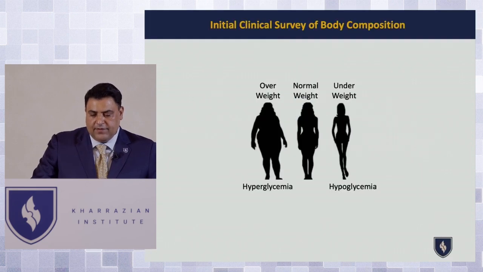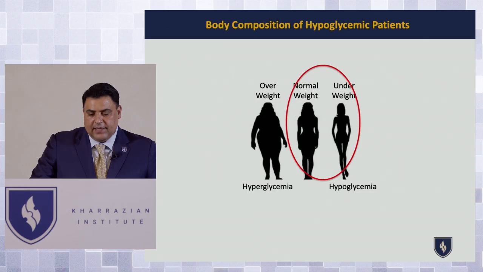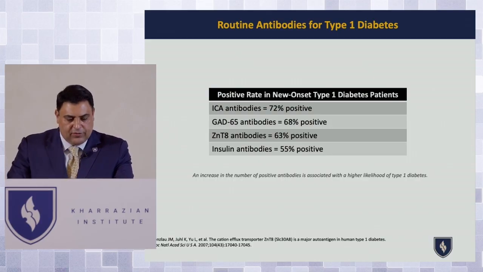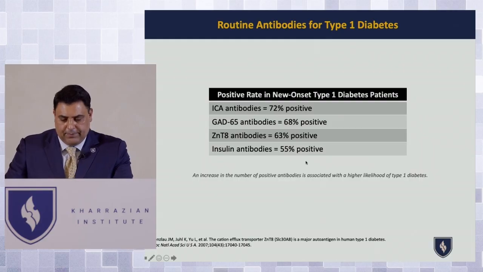For autoimmune diabetes, a patient that's normal weight or underweight and has diabetes is your biggest red flag that they may have an autoimmune process. These are the target antibodies that you want to screen for. ICA, also known as islet cell antibodies, GAD65, ZnT8, and if they progress, they can start to make antibodies against their own insulin. So the more antibodies that show up, the more likely the diagnosis, but any one of them alone is enough to diagnose type 1 diabetes.